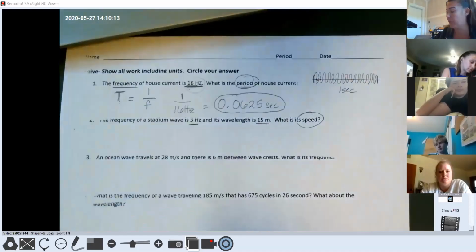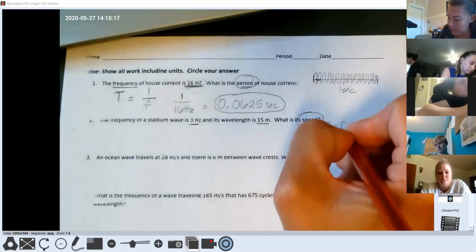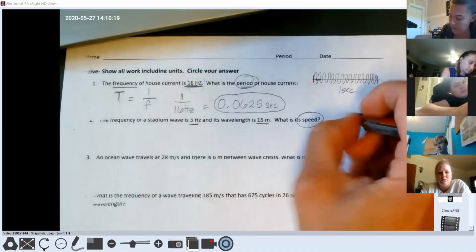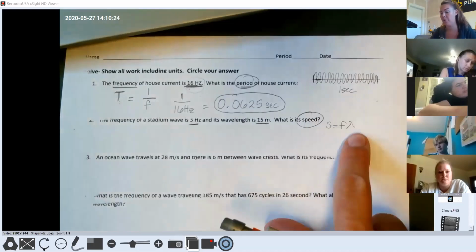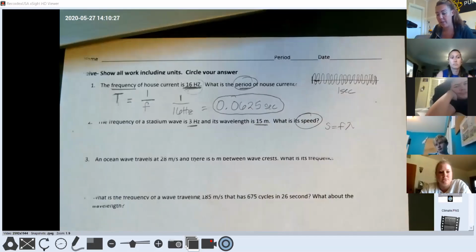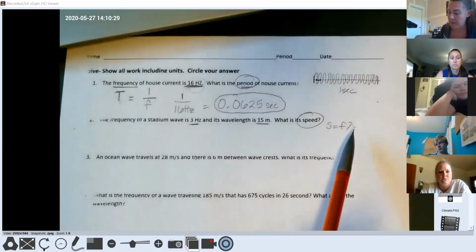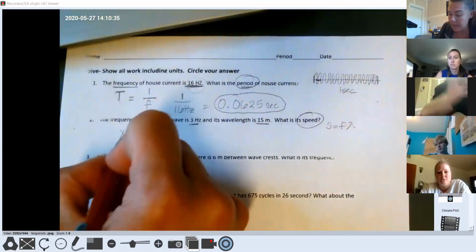So in this case, we're going to use the second equation, which is speed equals frequency multiplied by wavelength. And remember, the lambda sign, that's a Greek alphabet sign, means wavelength. So whenever you see that on the test in an equation, that's wavelength. Okay, so 3 hertz. So speed is going to be x meters per second.